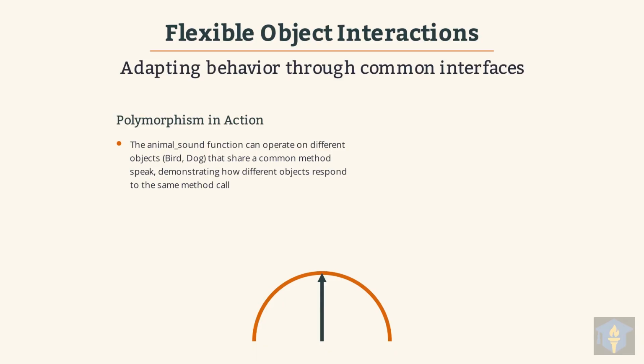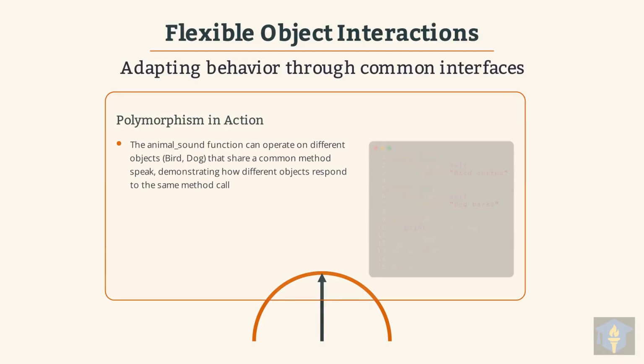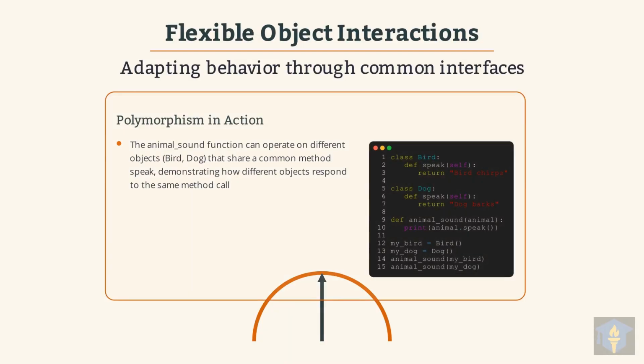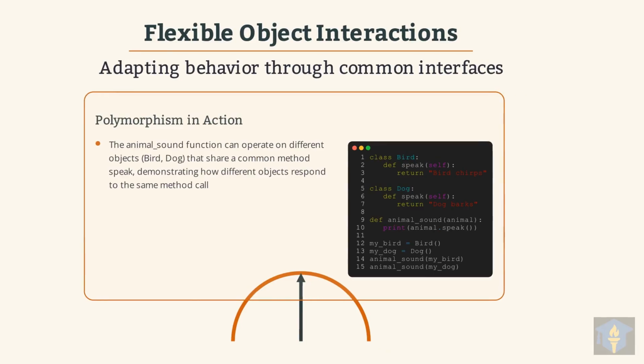The animal sound function can work with different objects like bird and dog, as long as they both have a speak method. This code shows animal sound calling the speak method on both bird and dog objects, each responding uniquely.